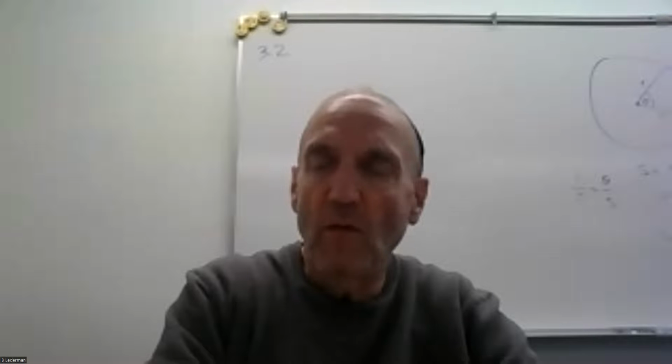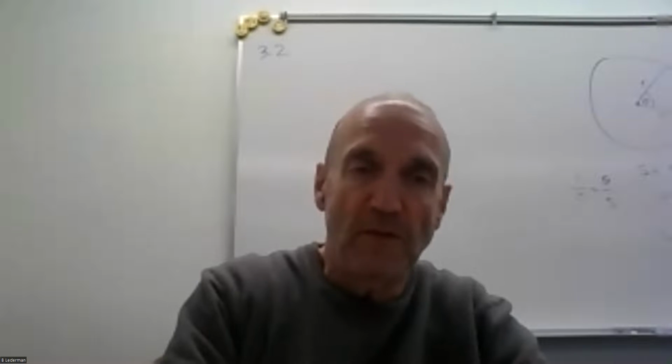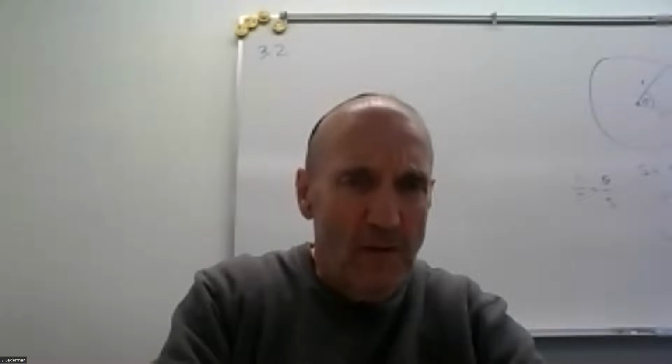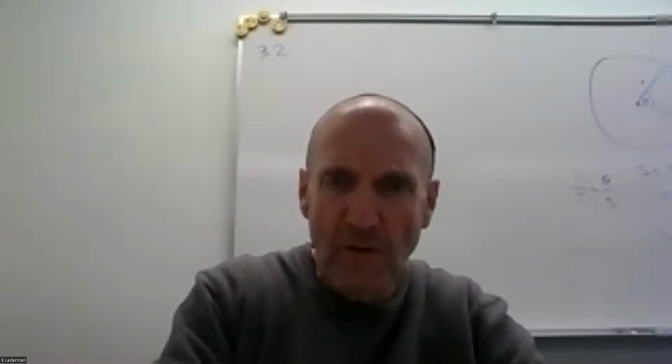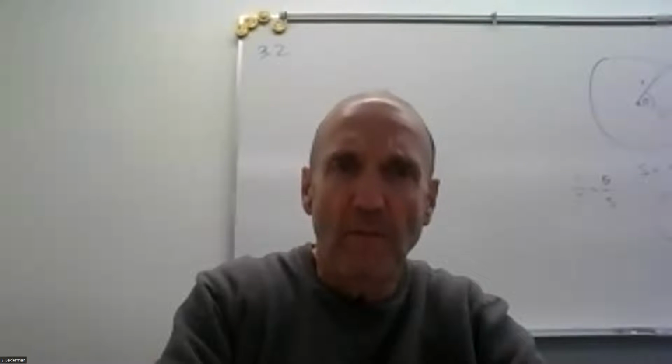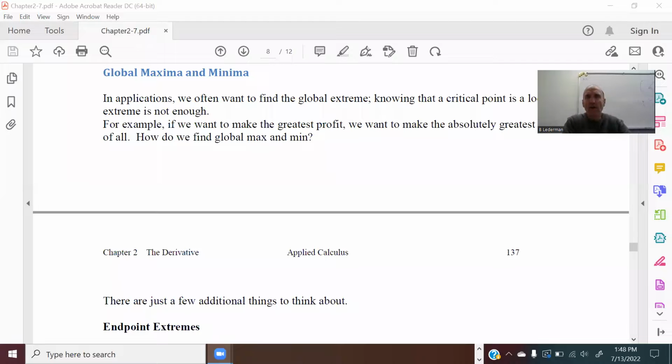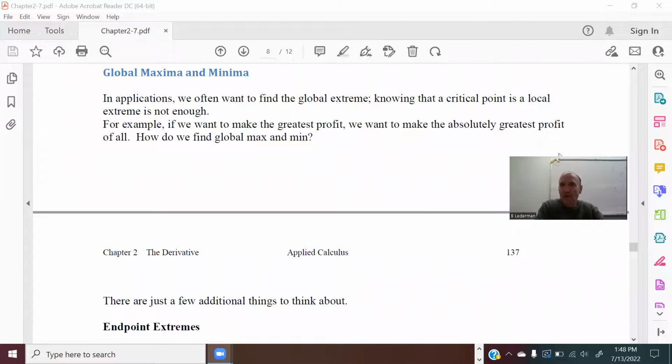Okay, everybody, now we want to find global extremes. First I'm going to share my screen with you, so I can show you a little bit about the concept. If you want to find global extremes, a lot of times you want, for example, the most profit, the biggest profit. The critical numbers will give you a local max or a local min, but the local max may not be the overall max. I want to find the overall max. So how do I do that? I showed you how to find local. How do you find global?